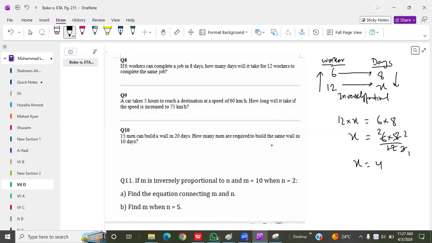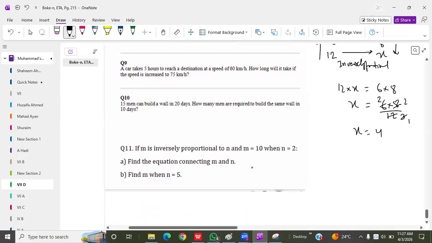These three questions are like this. For question 11 you do it yourself. First you make the equation: m is inversely proportional to n. So what equation will we make? Is it m is equal to kn or m is equal to k over n? Yes, who will correct me?